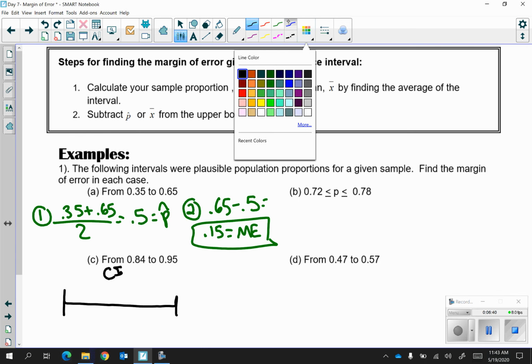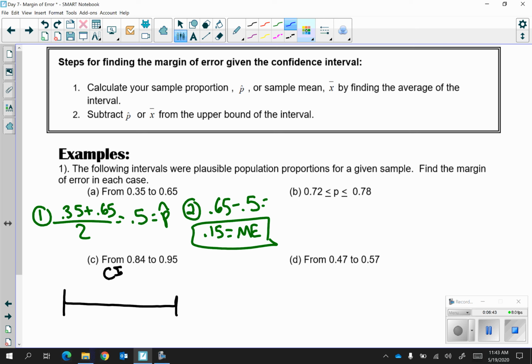We're finding the average of the confidence interval, right? The number directly in the middle to find the sample proportion. Now, remember that your margin of error is the distance from the sample proportion to the edge of your confidence interval. So I'm going to take the upper bound, this value over here, and subtract it from the sample proportion to find that distance and that margin of error.